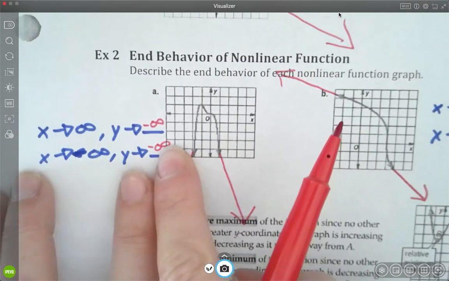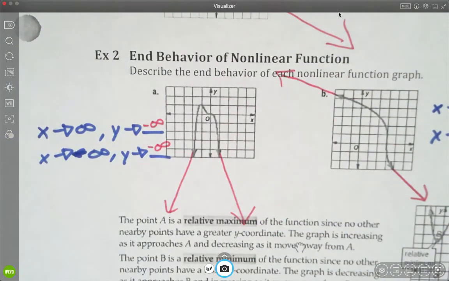Versus here, you're ending both in the same direction, right? They're both going down on the ends, so they're both going to be negative infinity. If you look at one like this, where it was a W facing upward, those would both be positive infinities. So on the right side, he's positive infinity. On the left side, he's positive infinity. Does that make sense? Yeah? Okay, perfect.